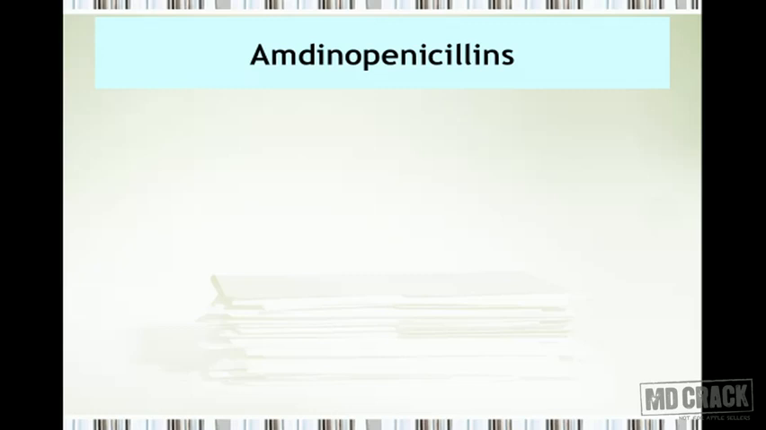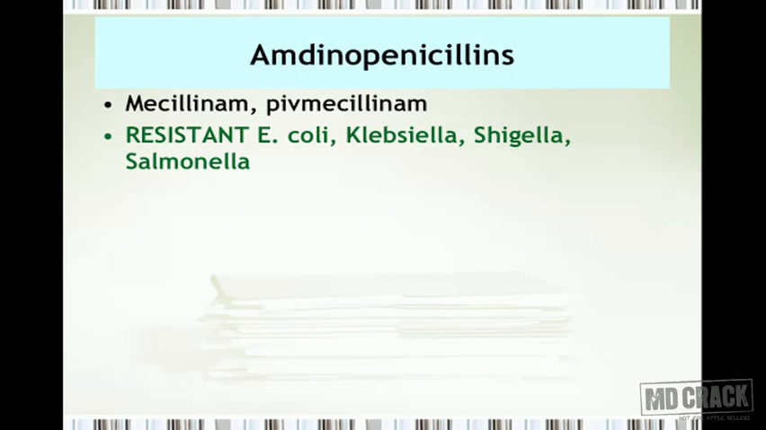For your reminder, the extended spectrum penicillins are aminopenicillins, that's ampicillin, amoxicillin. Then there are carboxypenicillins, that's carbenicillin, ticarcillin. Then you have the next group, that's ureidopenicillins, comprising piperacillin, azlocillin, mezlocillin. So those were the earlier three groups. And now we come to amdinopenicillins. Amdinopenicillins are mecillinam and pivmecillinam.